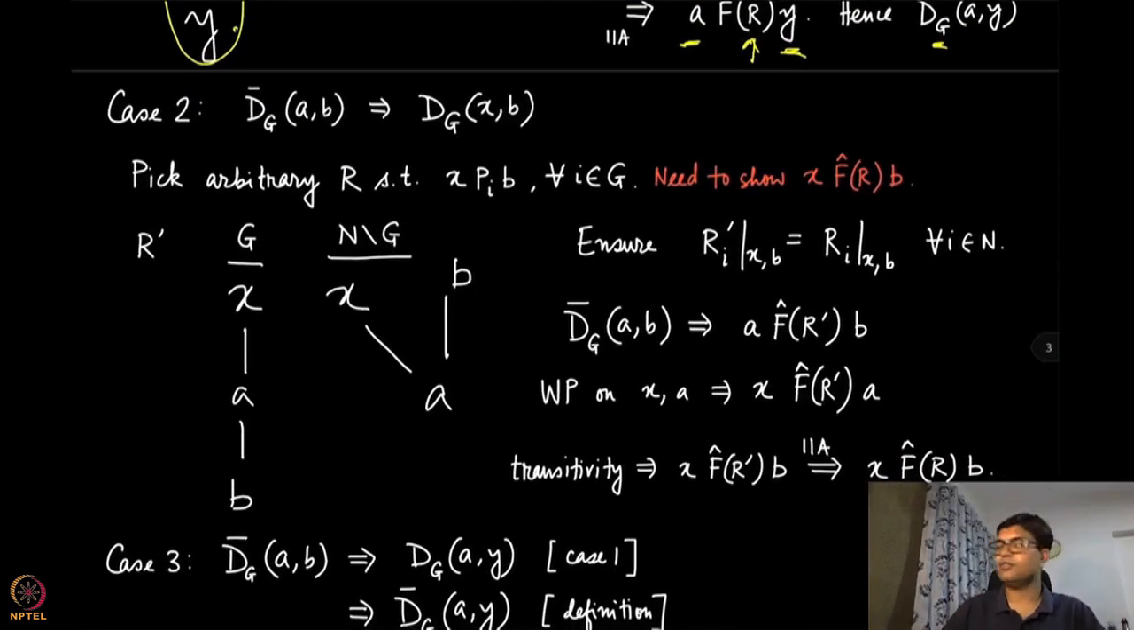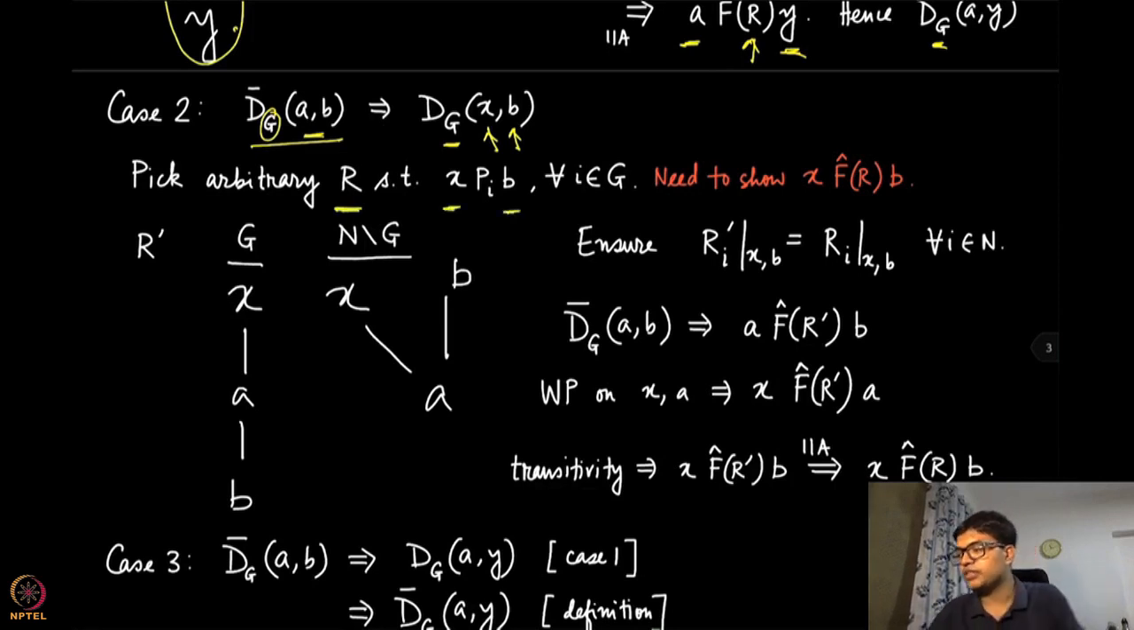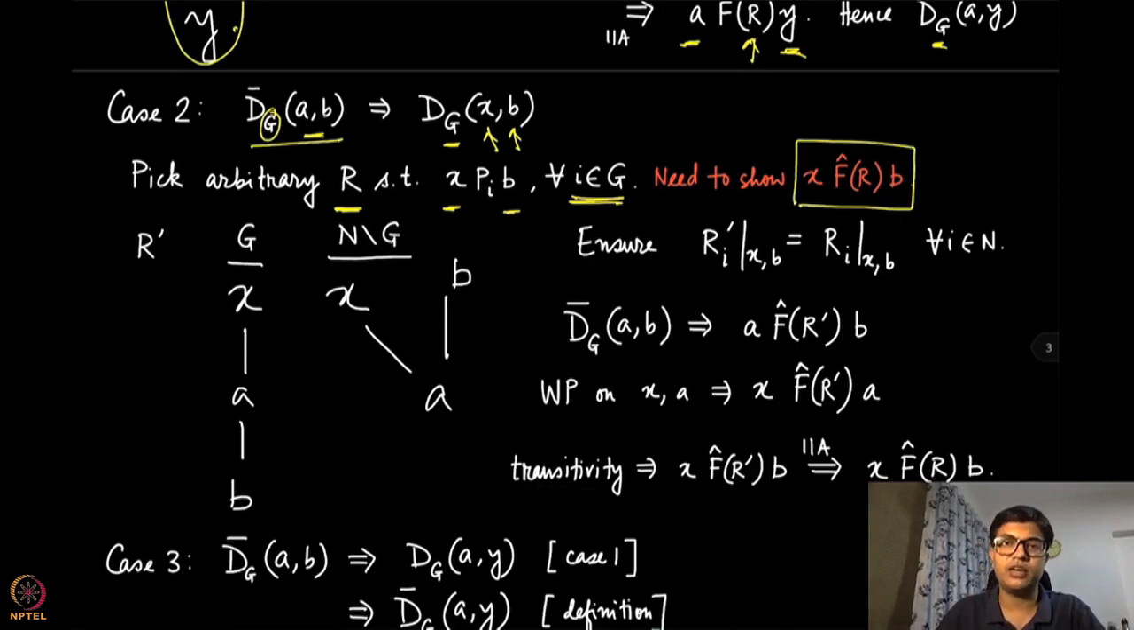The second case is that the left hand side remains the same: the group G is almost decisive between this pair of alternatives A and B. Then we'll have to show that for X, which is neither A nor B, G is decisive between X and B. So as before, we'll have to pick some arbitrary R such that X is strictly preferred over B. This is the if condition of the decisiveness. So this strict preference between X and B holds for all the agents in G, and we don't care about the other agents. We have to show that X is strictly above B, even in the final outcome F of R. And as before, we are going to construct another R prime, in a very similar or complementary way.